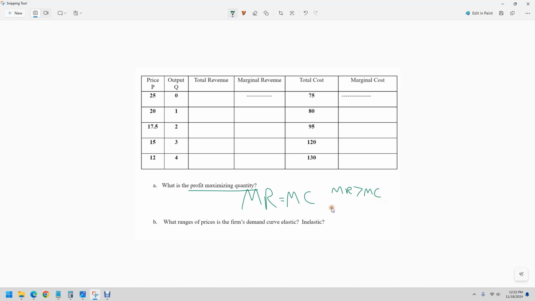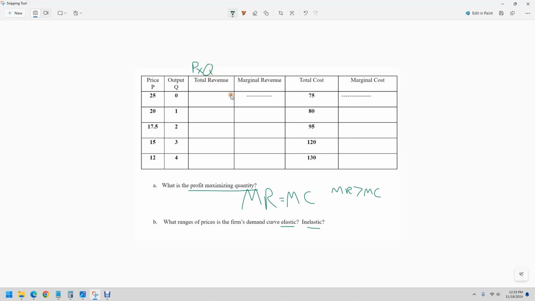So I know this is a monopoly because it has a downward sloping demand curve. This is the demand schedule right here. Then we're going to work out the rest of the numbers. We're going to find where this happens. It's either going to be 0, 1, 2, 3, or 4. And then for the demand curve being elastic versus inelastic, we're just going to look at marginal revenue right here. So total revenue is just price times quantity.